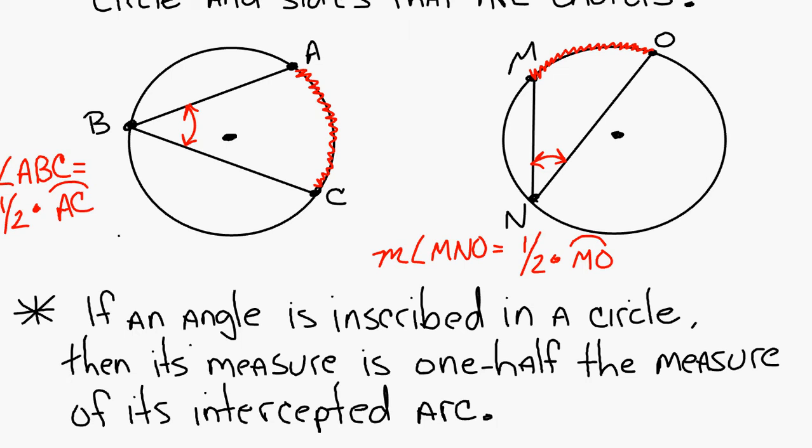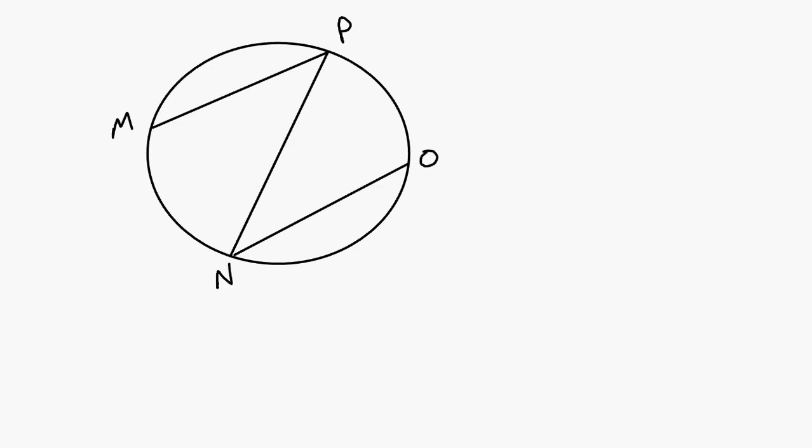So turn the page, look at example 1 on page 724. You've got a circle here. You've got some inscribed angles in there. And you're asked to find the measurement of angle P. And then you're asked to find the measure of arc PO.